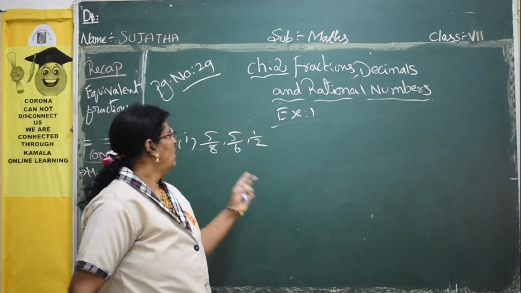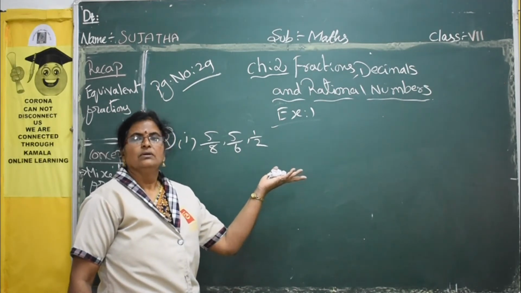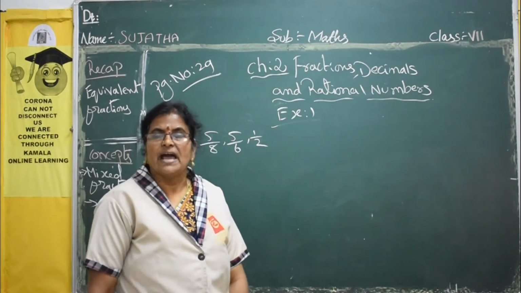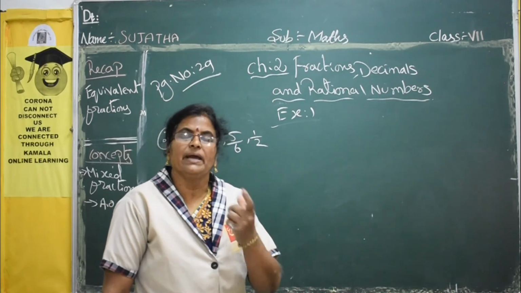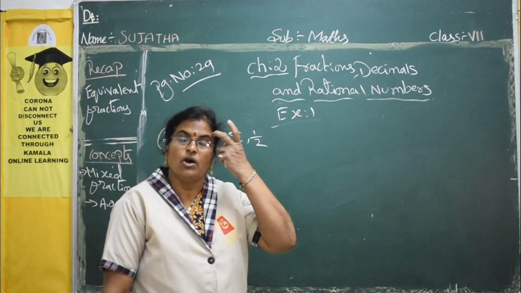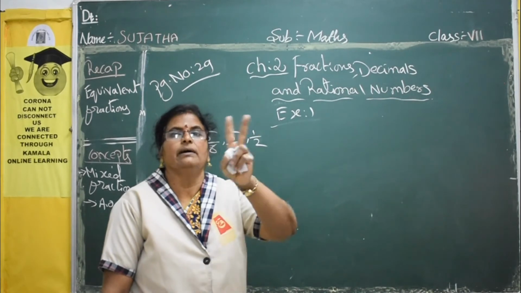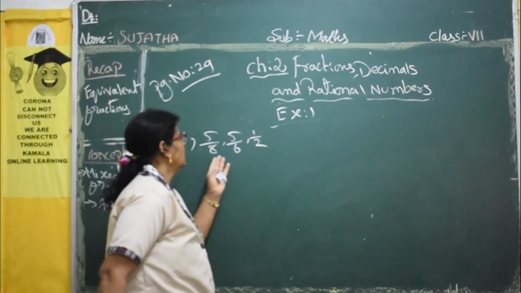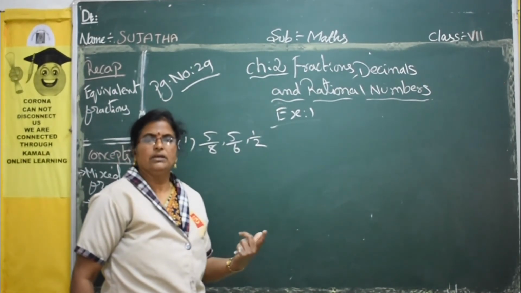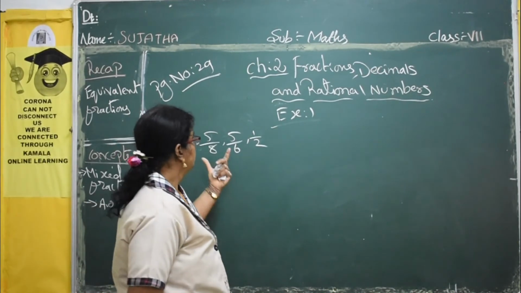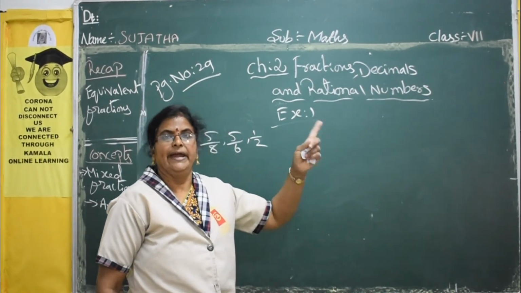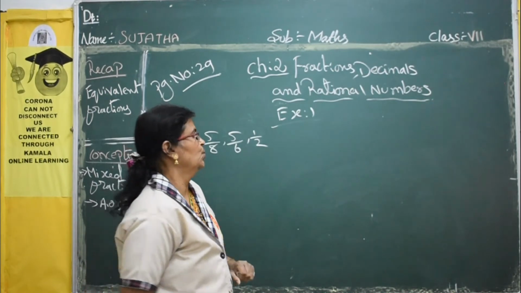How can you arrange this in ascending order? All denominators are different, no? How can you compare the fractions? If the denominators are equal, then you can compare the numerators. But here all denominators are different. So you have to take the LCM of 8, 6 and 2.